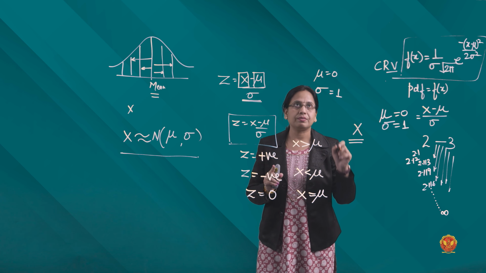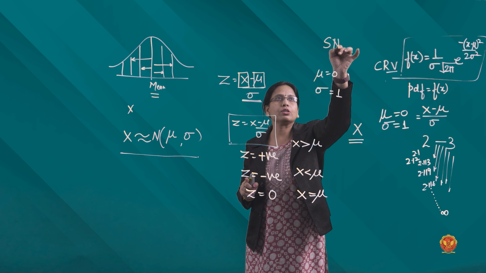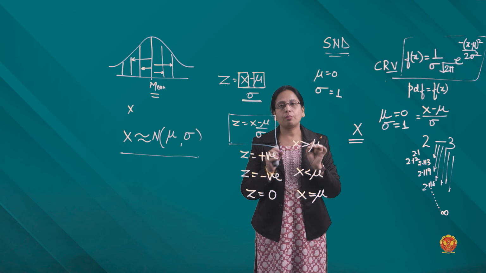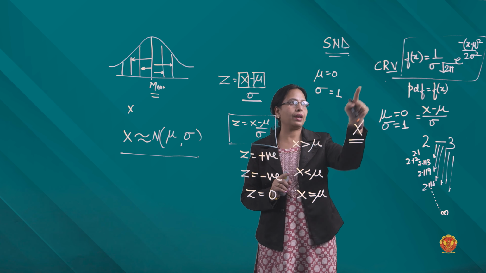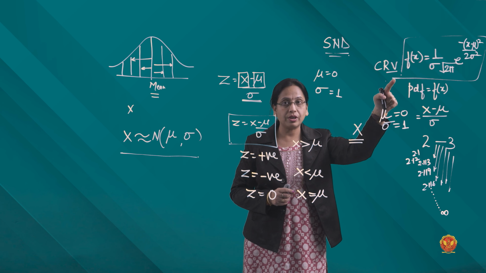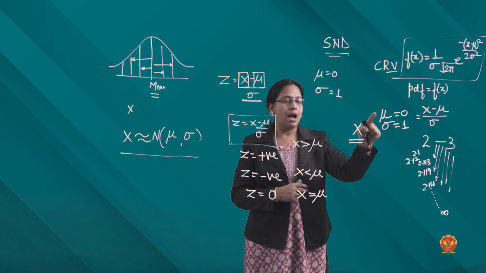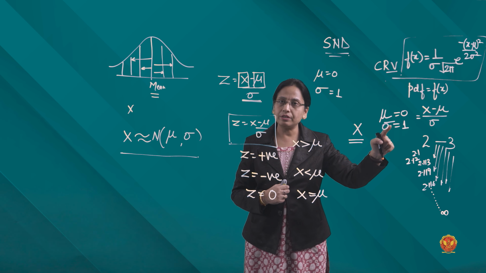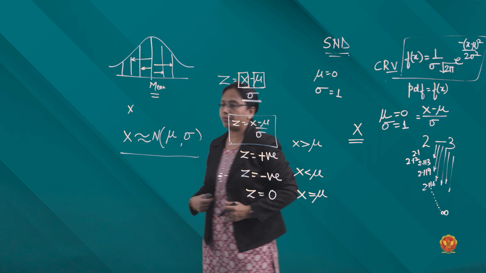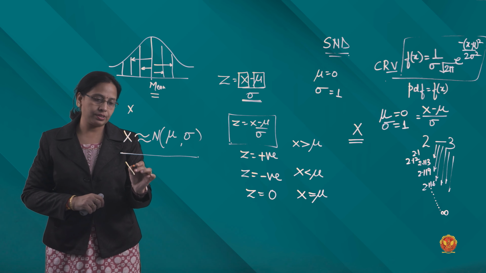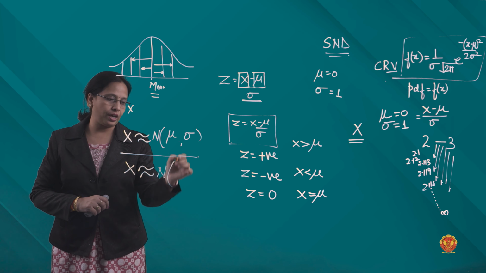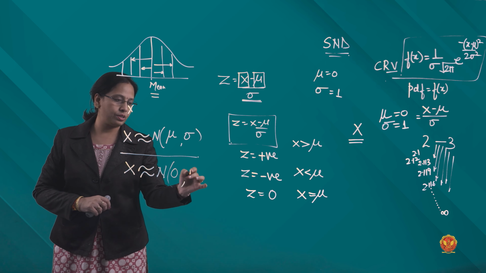So if someone asks you to define the standard normal distribution, which is the topic for today: it is a continuous random variable where the average value is 0 and the standard deviation is 1. How to represent it in this format? I can represent it like this: X belongs to the normal distribution such that the average value is 0 and the standard deviation is 1.